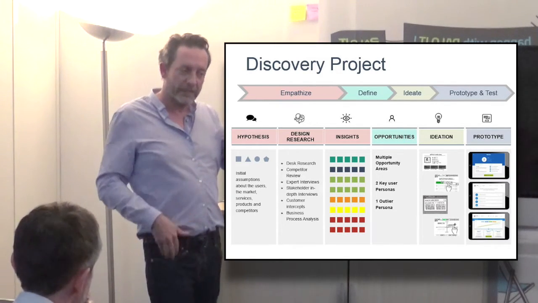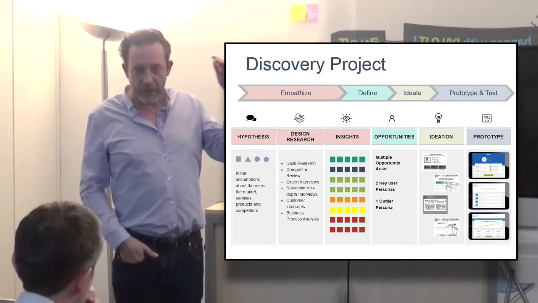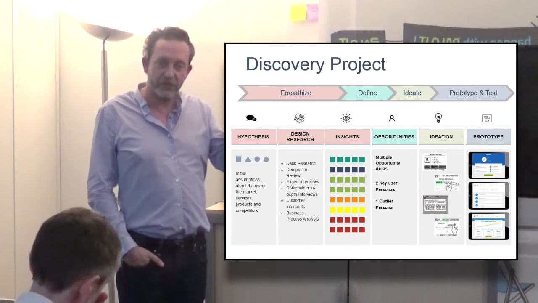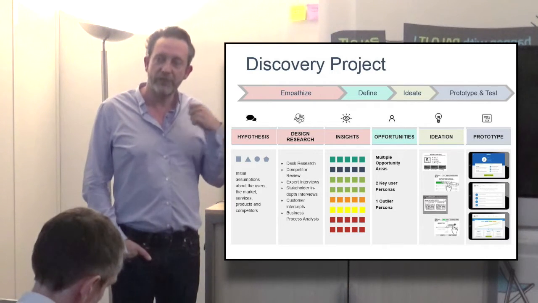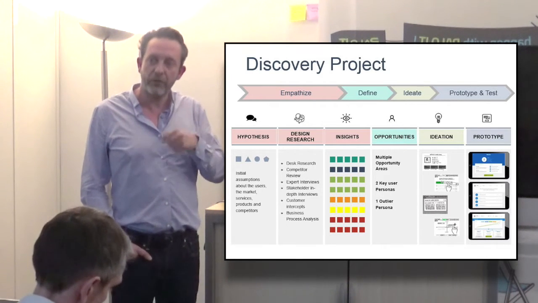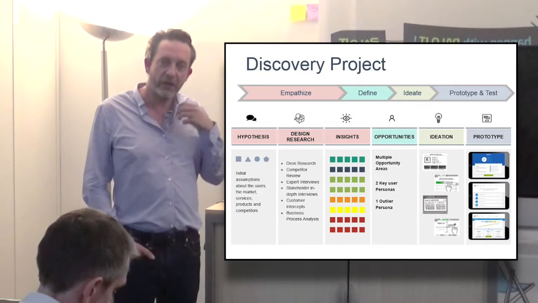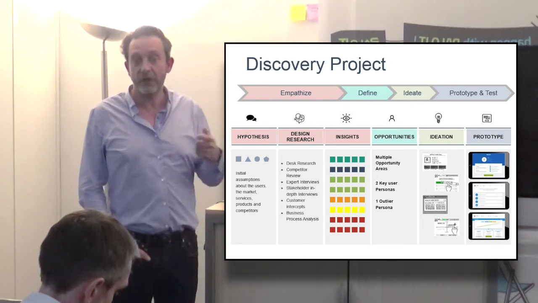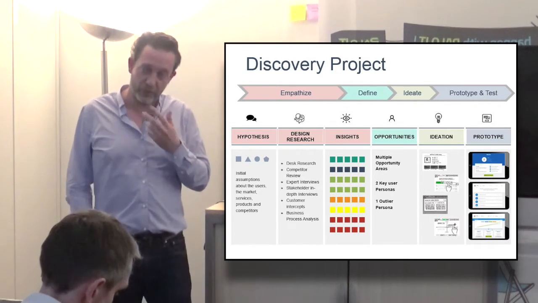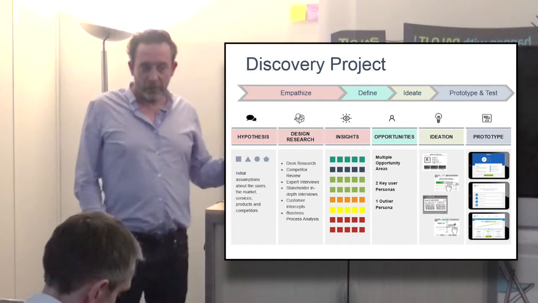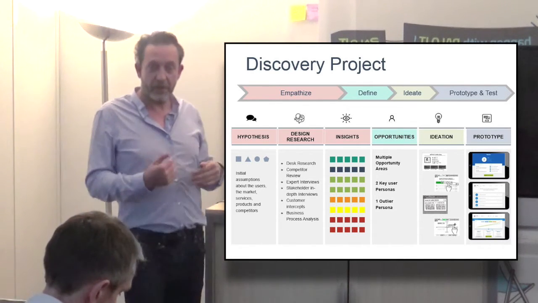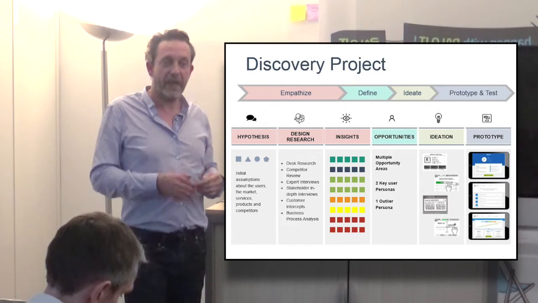So you want to define your persona with a name, an age, and key characteristics, and things like that, so that you can relate to this persona all throughout the design process and continue feeling empathy while you're actually inventing a new product for this persona. Once you've done all this, only then will you start the ideation process.